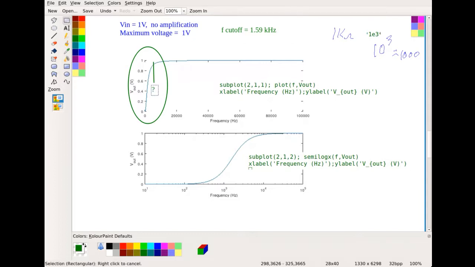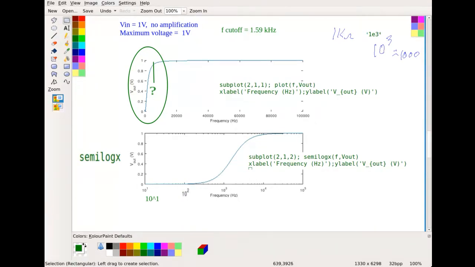So the question to me is, where is that frequency? That frequency is lost. It's squished down here in the bottom of the plot. But if we run this semi-log, and it's called semi-log X because it's logging in the X direction, then down here we're getting 10 to the power 1, 10 to the power 2, 10 to the power 3.